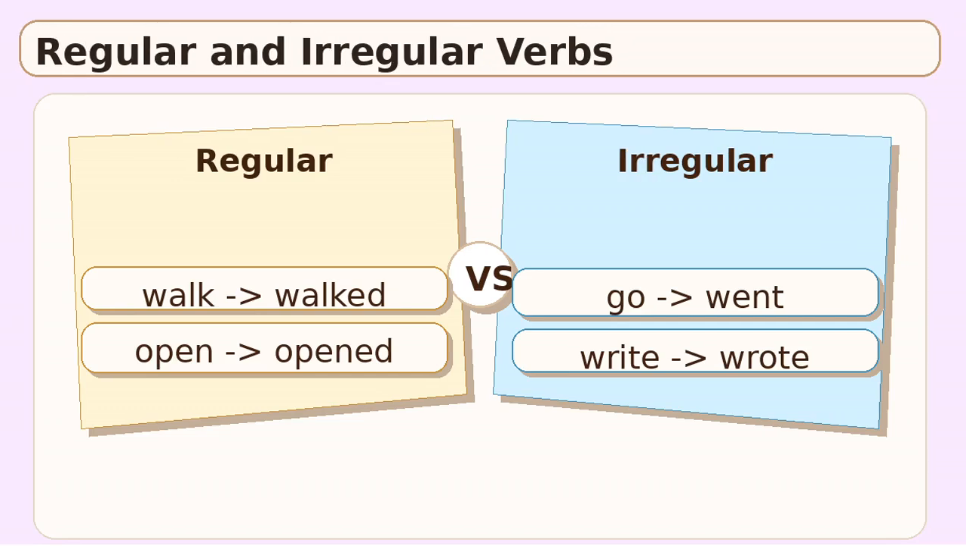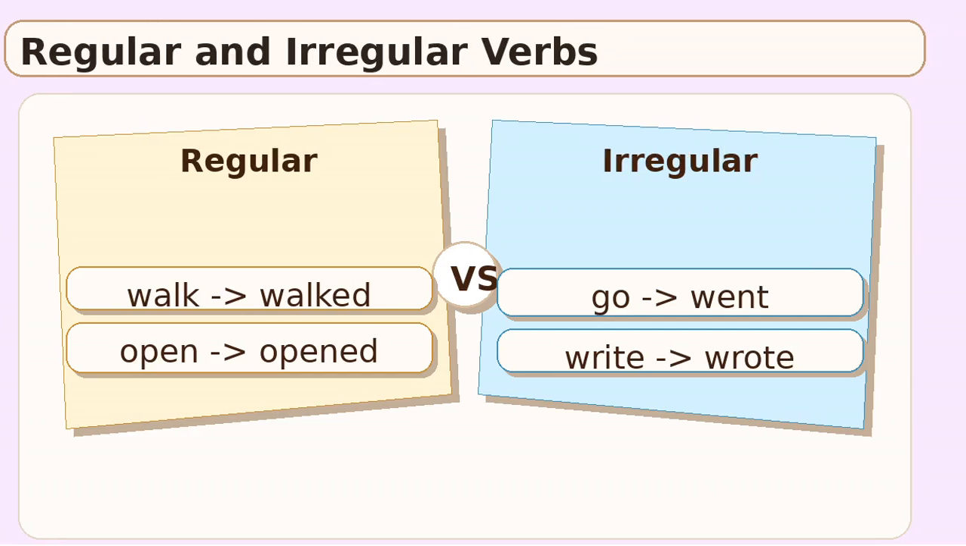Regular verbs usually add ed in the past. For example, walk becomes walked and open becomes opened. Irregular verbs do not follow that easy pattern. Go becomes went, and write becomes wrote. That is why irregular verbs need special attention. The main idea is simple: some verbs change in a predictable way, and some must be learned as special forms.